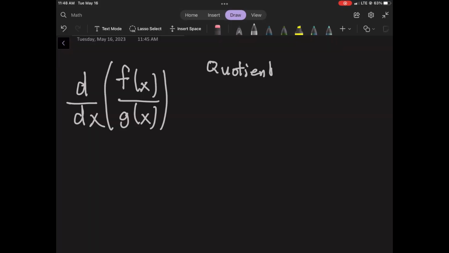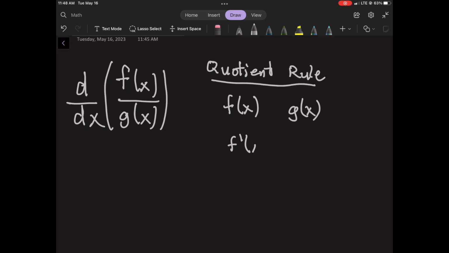When you are given a function that follows the format f of x over g of x, you can find the derivative using the quotient rule. To do this, you are going to use a chart. You're going to write out f of x and g of x side by side, and then write the derivative of those right below them, f prime of x and g prime of x. Then you are going to multiply up and diagonally f prime of x times g of x, and this will be the first term in the numerator.